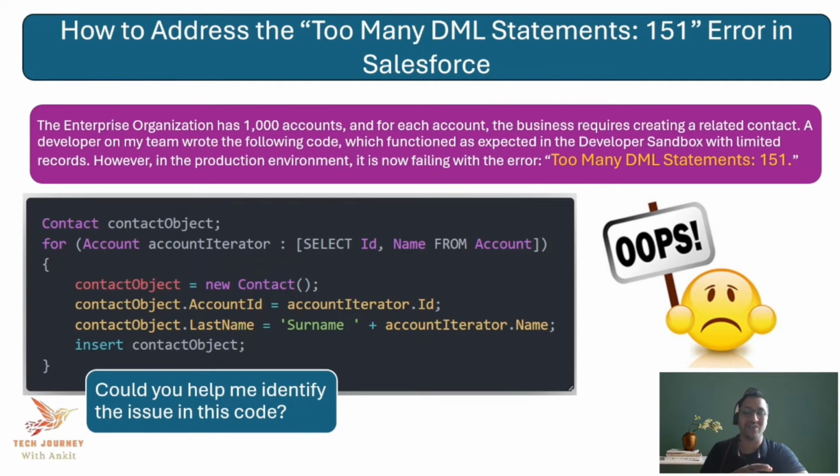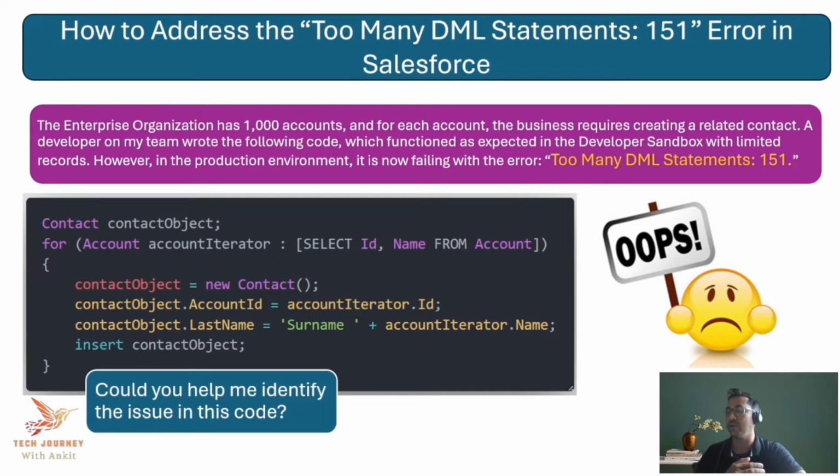They don't have 1,000 accounts, but assume that they have around 50 or 70 accounts, and for those accounts the code is working perfectly fine. But whenever they run this code in production, where they have 1,000 accounts, the code is failing. You have been asked to identify the issue in the code and also to correct that issue. So again, I want you to take a pause, go over the code and try to identify the issue. The issue is very simple.